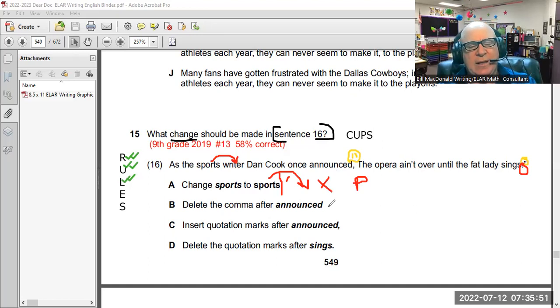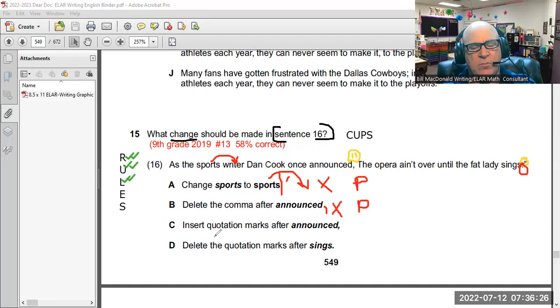If you want to label what kind of CUPS mistake it is, that would be a good idea. Letter B says to delete the comma after announce. Okay, well, since we're getting ready to talk, they're saying to get rid of this. I'm going to put that in red because we don't want to do that. We need the comma, quotation when I start talking, capital. You don't want to eliminate something that's part of a punctuation rule.